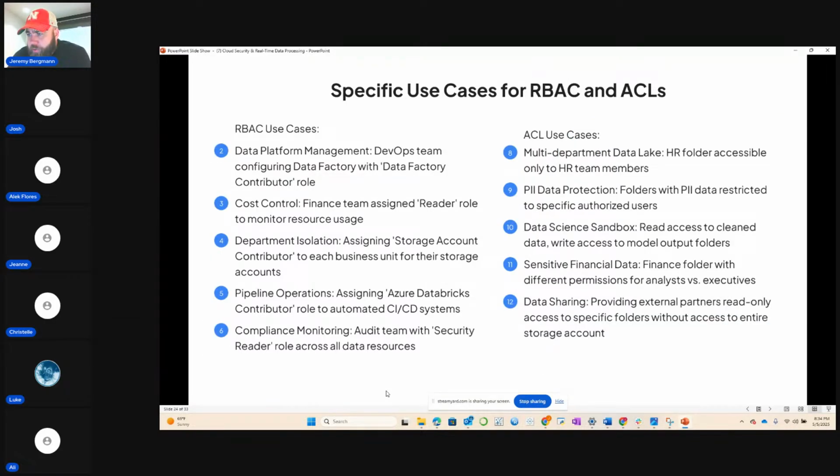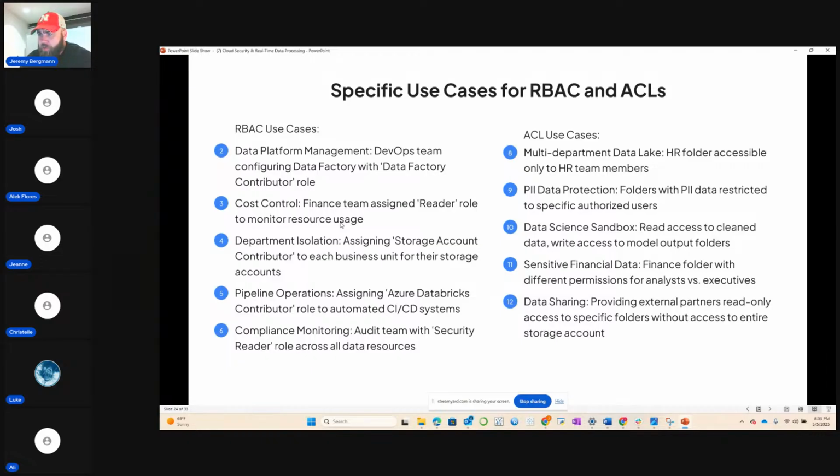So, short use cases, going through this really fast. For RBAC versus ACL, on the role-based access control, what you could do with it is manage the platform. Say your DevOps team configures Data Factory with a contributor role. You give the DevOps team access to Data Factory. You can control costs. The finance team can be a reader role to see how much a resource is being used and how much cost is being associated to it.